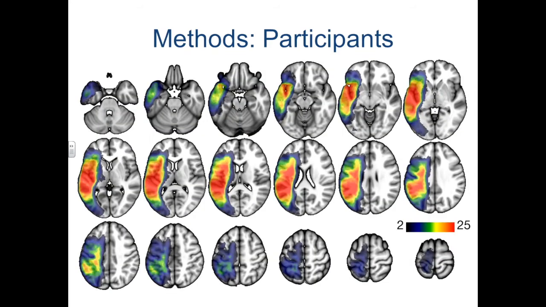This is an overlay of all of their lesions, an overlap. So you can see that the closer you get to red, the more overlap between patients. At the group level, this is a cohort of patients that had lesions involving the perisylvian fissure, the perisylvian structures, that of course are more likely to involve language.